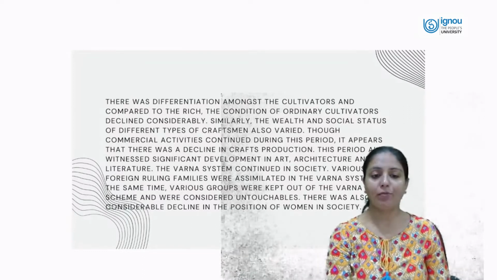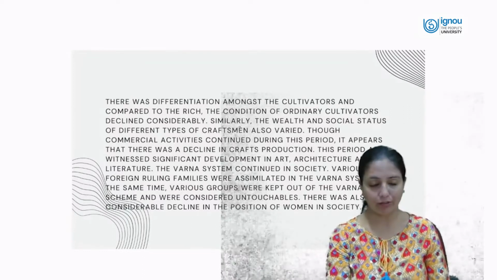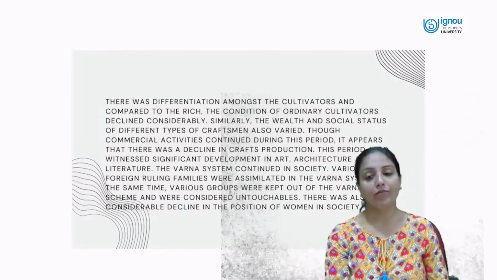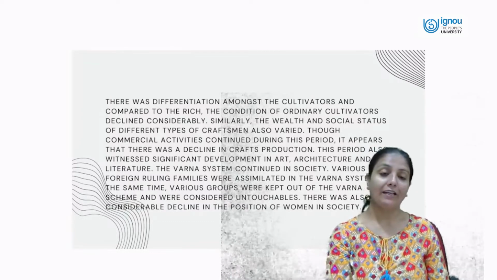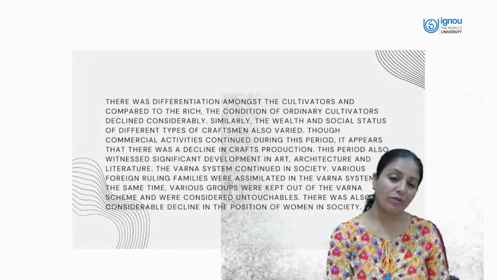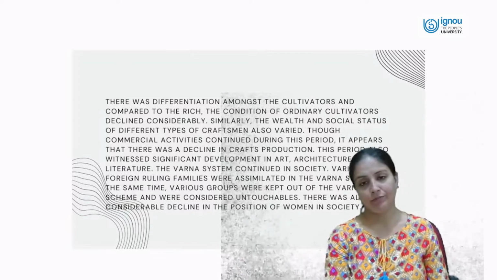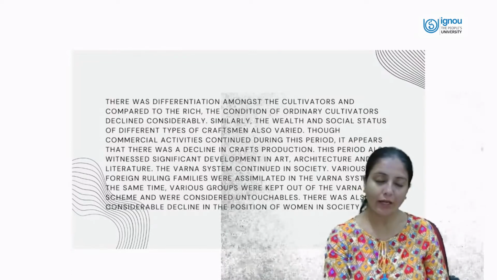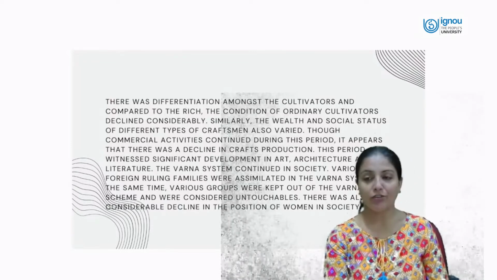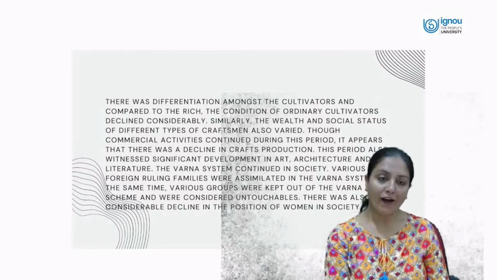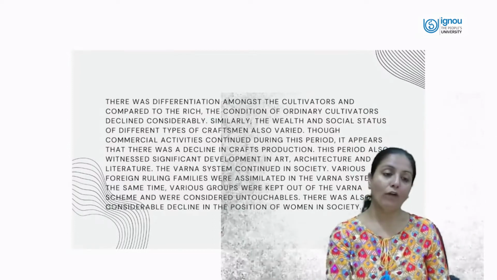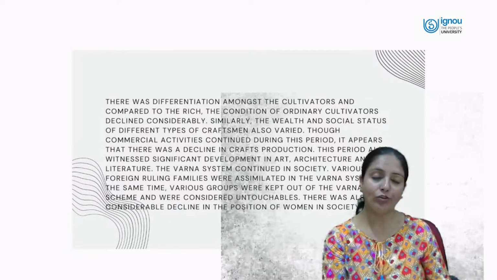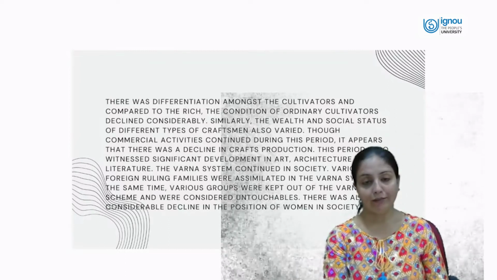There was also a considerable decline in the position of women in society. Women were treated much like the untouchables. The condition of women was not very good at that time. She had no right in front of the family. She had no right to speak in front of the family. If the father, the husband and the brother of that particular woman were talking, a woman had no right to speak in front of them.